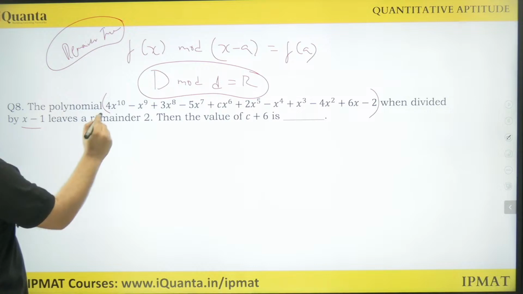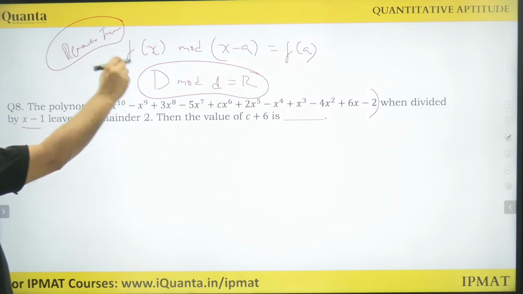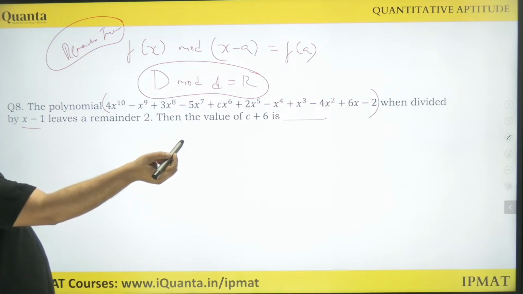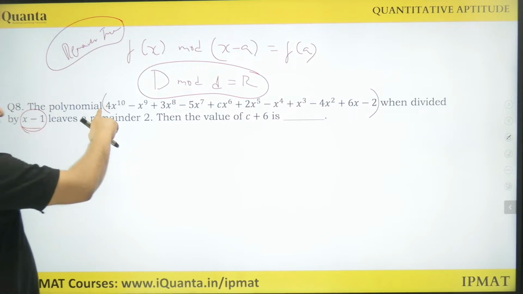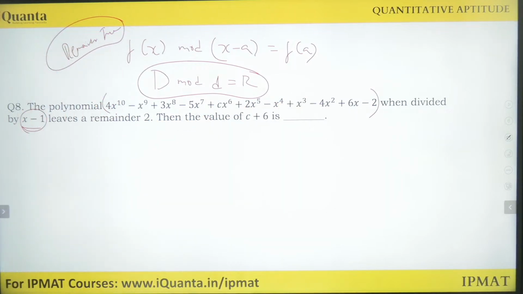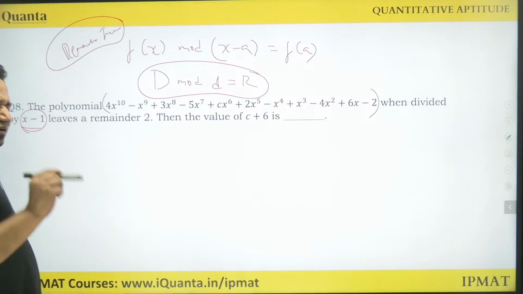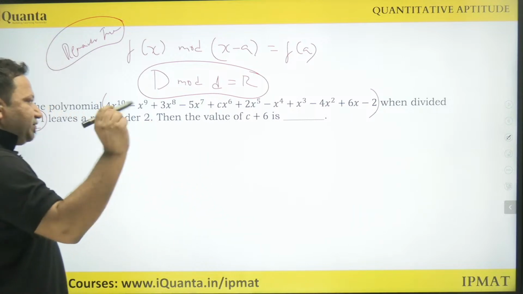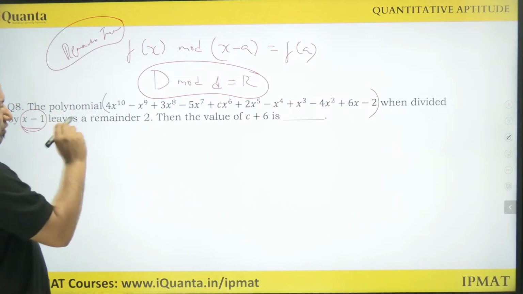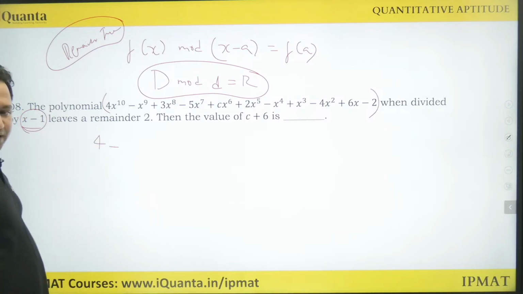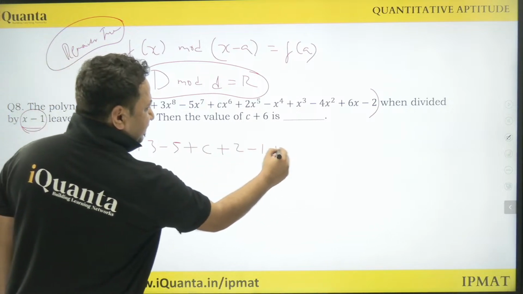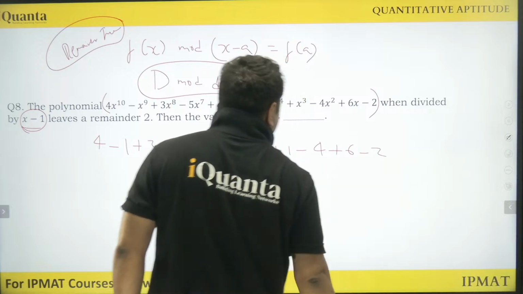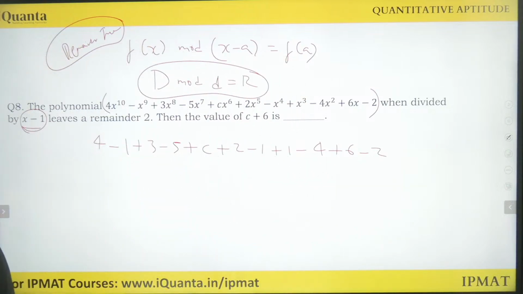Okay. So this is f(x). If I want to calculate the remainder when it's divided by x minus a, the remainder will be f(a). Here it is x minus 1. So what is the value of a here? It's 1. So if I put 1 everywhere in place of x, I'll get the remainder. Cool. By the way, whatever the power of 1 is, it remains 1. 1 to the power 10, 1 to the power 9, it remains 1 only. So all you do is add all the coefficients. Plus 4, minus 1, plus 3, minus 5, plus c, plus 2, minus 1, plus 1, minus 4, plus 6, and minus 2. Clear? That happens to be our remainder.